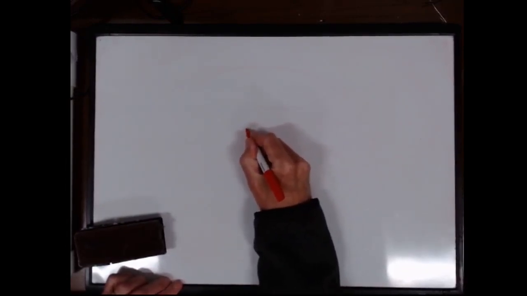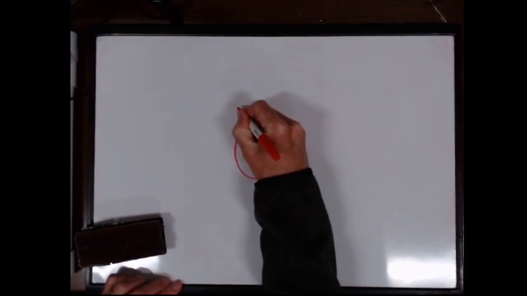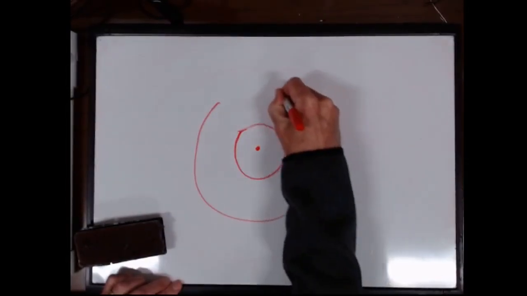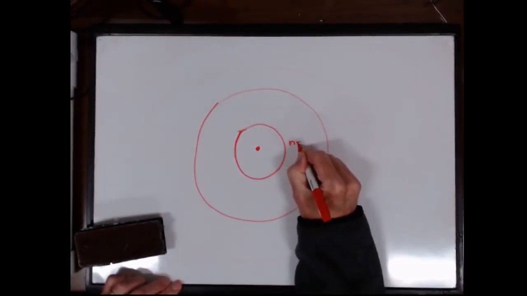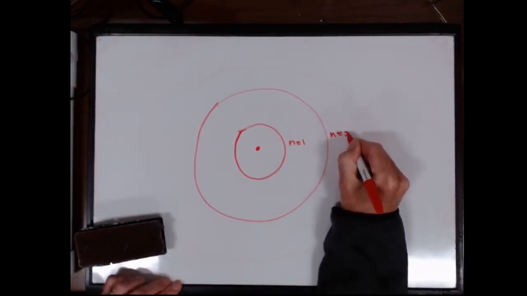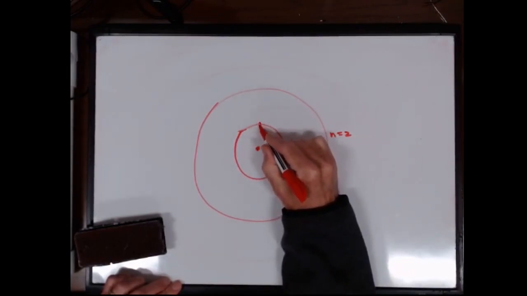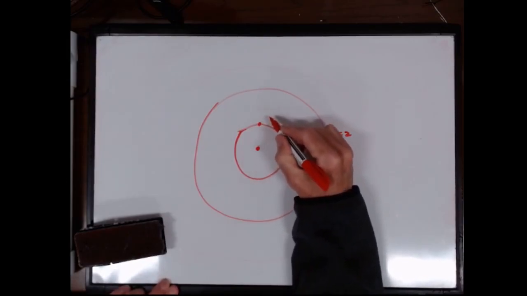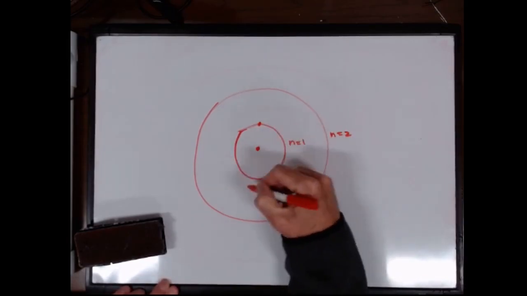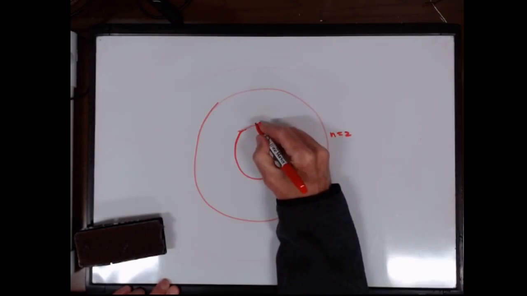Right. So here's an electron here. Here's an orbital here. I'll just draw two orbits, right? And this is my n equals 1, and this is my n equals 2. And so I've got an electron in here. It's just sitting here, right? And so it's not sitting. They're moving all the time.